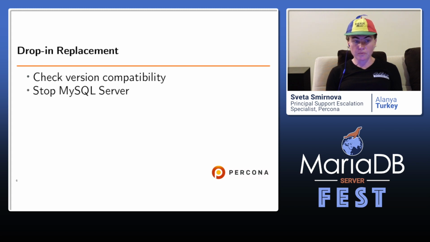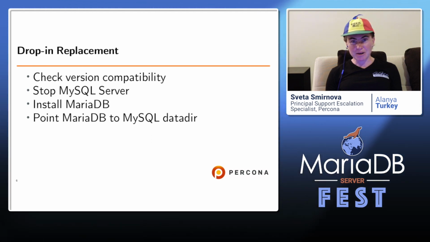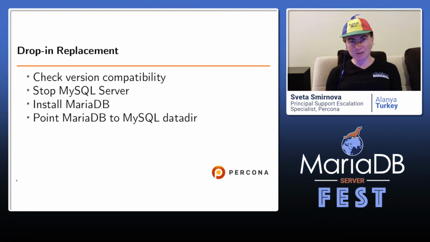So how to do a drop-in replacement? First, check version compatibility. If versions are compatible, stop the MySQL server. Then install MariaDB server, and then point MariaDB to the MySQL data directory, for example, in the configuration file.